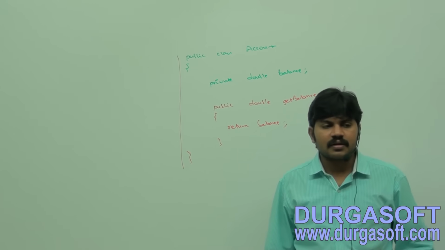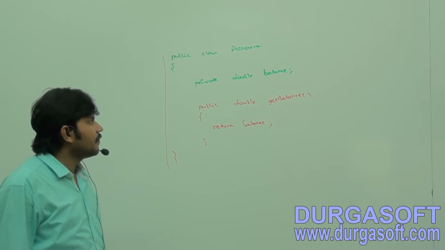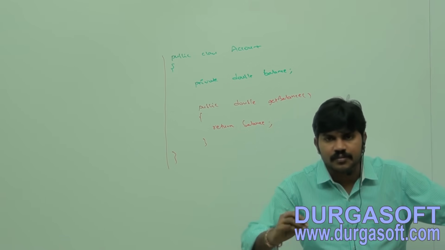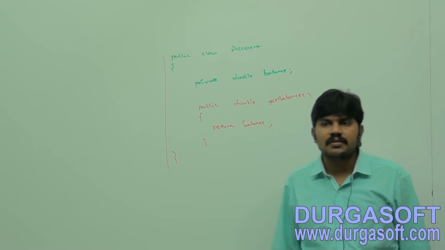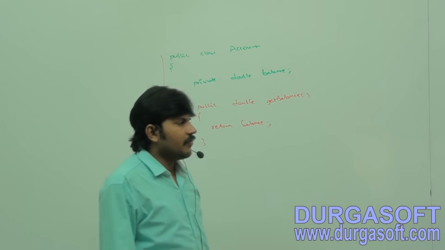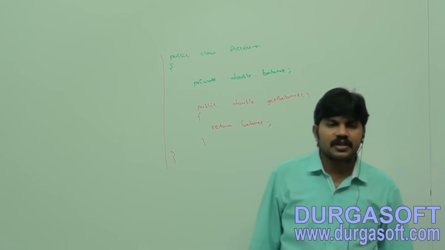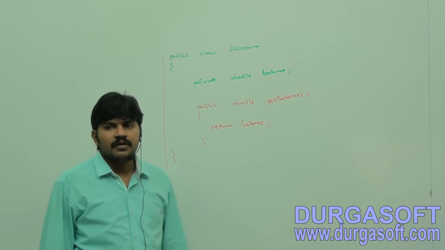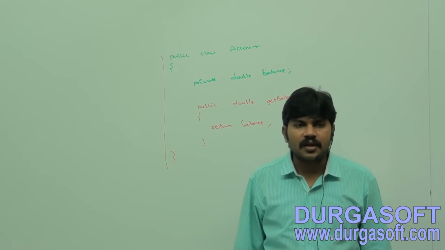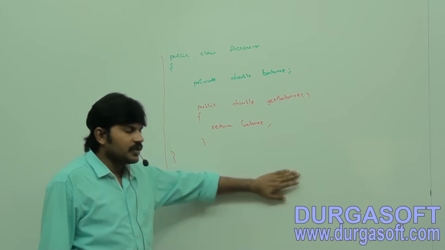Next, whether the class contains corresponding getter and setter methods or not, and whether these methods are declared as public or not, these things we are not required to check.